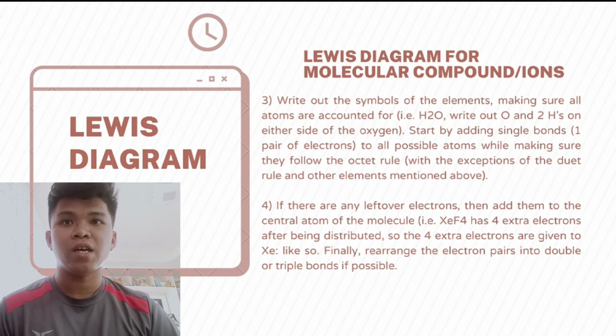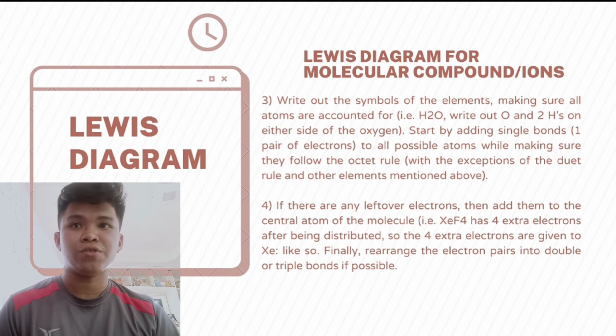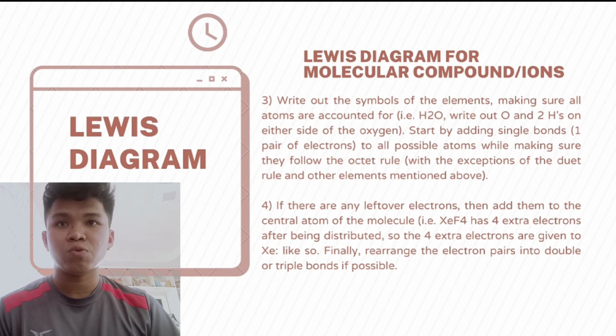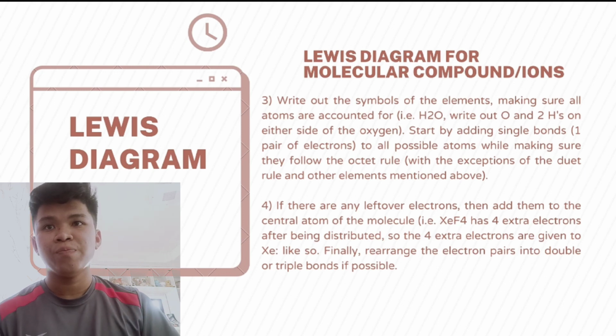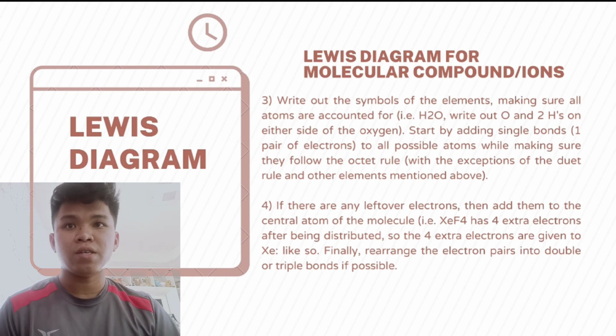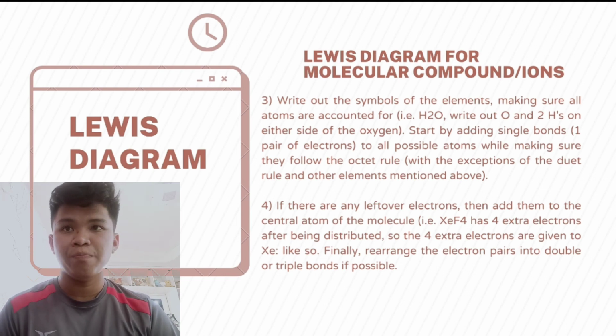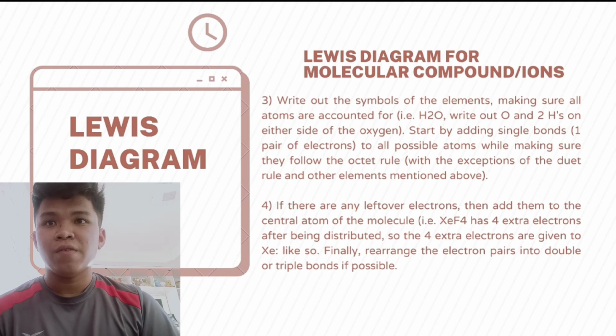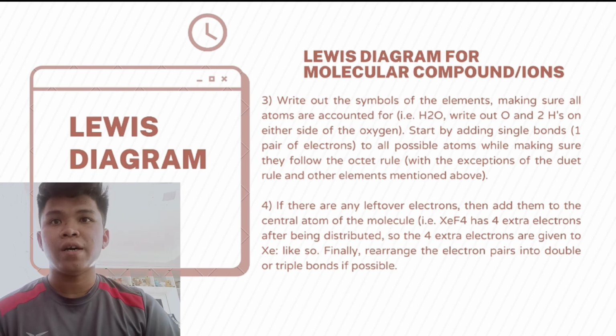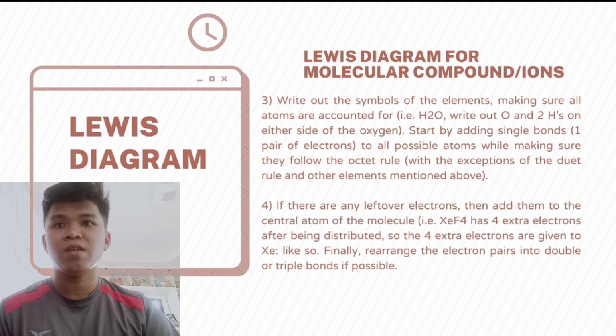Start by adding single bonds, 1 pair of electrons, to all possible atoms while making sure they follow the octet rule, with the exceptions of the duet rule and the other elements mentioned above. The fourth step, if there are any leftover electrons, then add them to the central atom of the molecule.